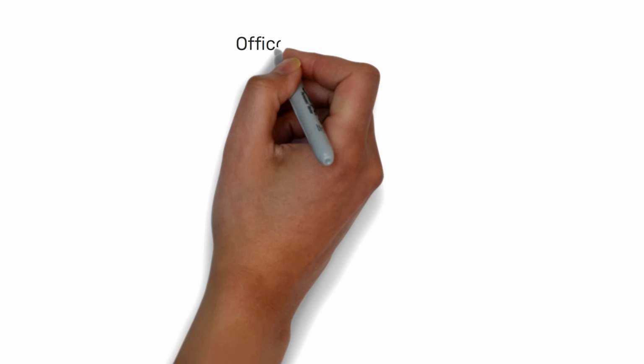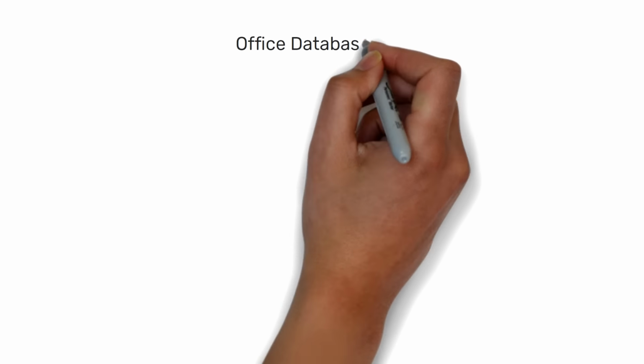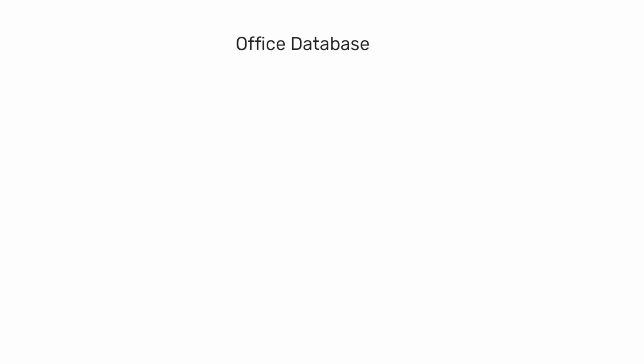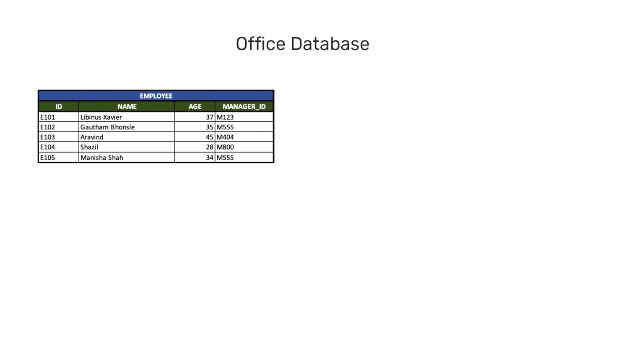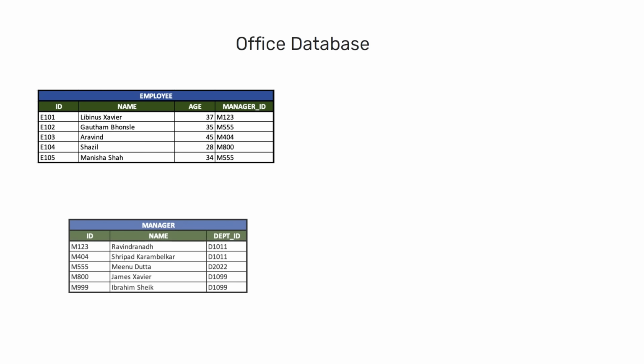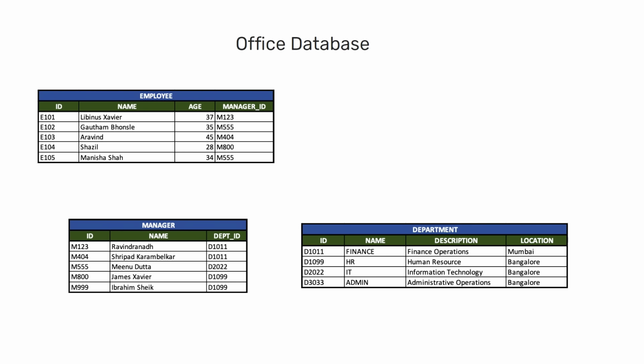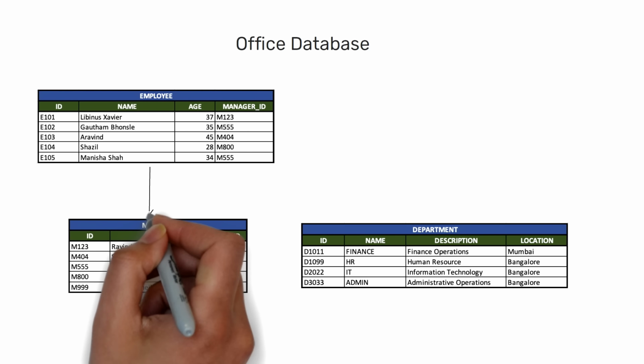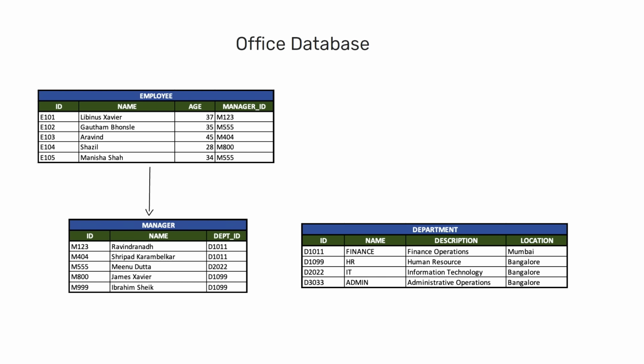As an example, if we consider an office database, it will have information related to employees, managers, and departments. These details are stored in different tables, but these tables will be related to each other through certain columns. Here, the employee and manager tables are related through the manager ID column, which is present in both these tables. In a relational database, a foreign key constraint is used to form a relation between different tables. Similarly, the manager and department tables are related through the department ID column.